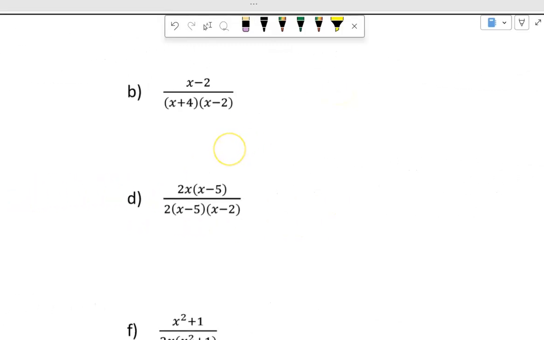Heading to B, on top, I've got terms x and 2 separated by a minus sign, so they cannot be individually canceled, but you can group them together, and if you can find a matching group on the bottom that is a factor, then you can cancel those things. So I can cancel x minus 2 on top and bottom, and I'm left with a 1 on top and an x plus 4 on bottom. You don't need the parentheses. There is nothing else you can do, so that is as simple as it gets.